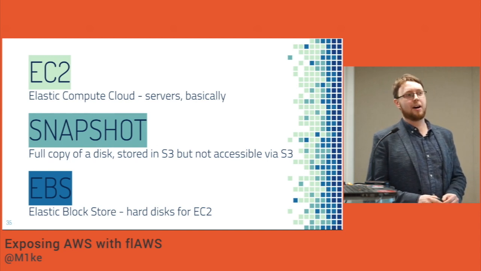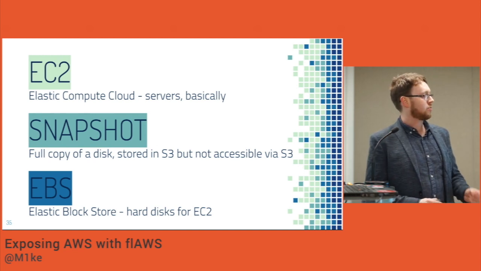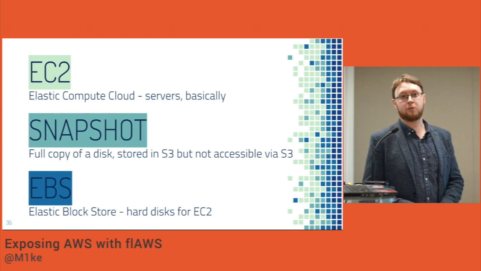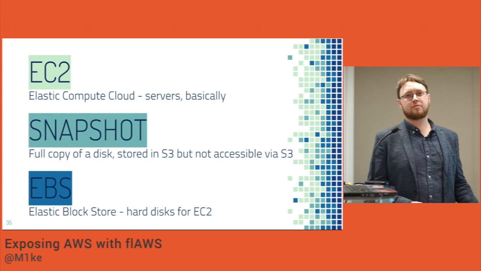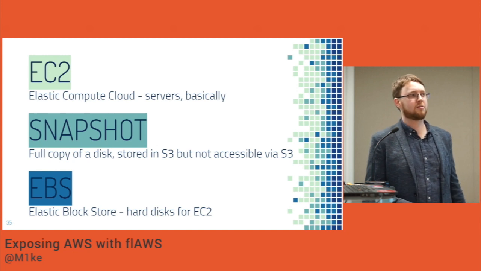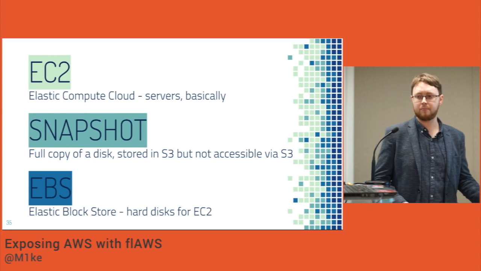EC2 is Elastic Compute Cloud, which again is Amazon's love of acronyms, their servers, their virtual servers, that's what they are. And they have snapshots. This is common to other cloud platforms as well, the idea of having a snapshot. And in this case, they're stored in S3. Amazon's documents will tell you they're stored in S3, but they're not really accessible in S3, so that's not really a vector to attack them.